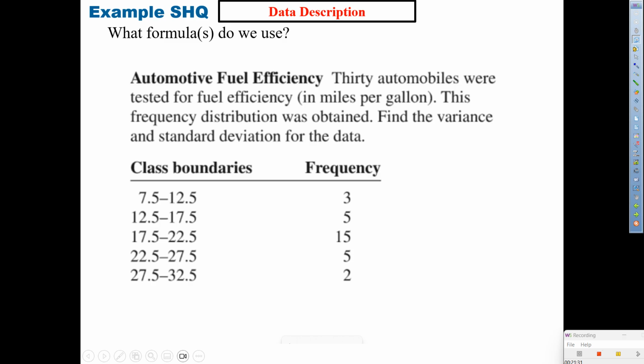Does it say all the automobiles? Does it say all of them? Just 30. Okay. This frequency distribution was obtained. Find the variance and standard deviation of the data. Look at your formulas. Look how the data is presented. And tell your neighbor which formulas do we use for that one.